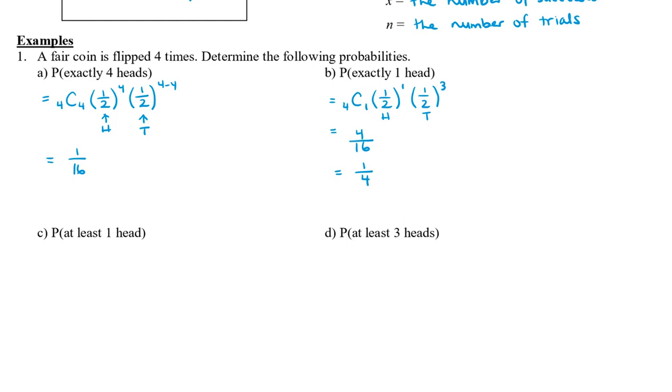All right, what about the probability of at least one head? Now we can think of this as one head, two heads, three heads, and four heads, but that's a little bit long. So we can also think of this as 1 minus the probability of having no heads.